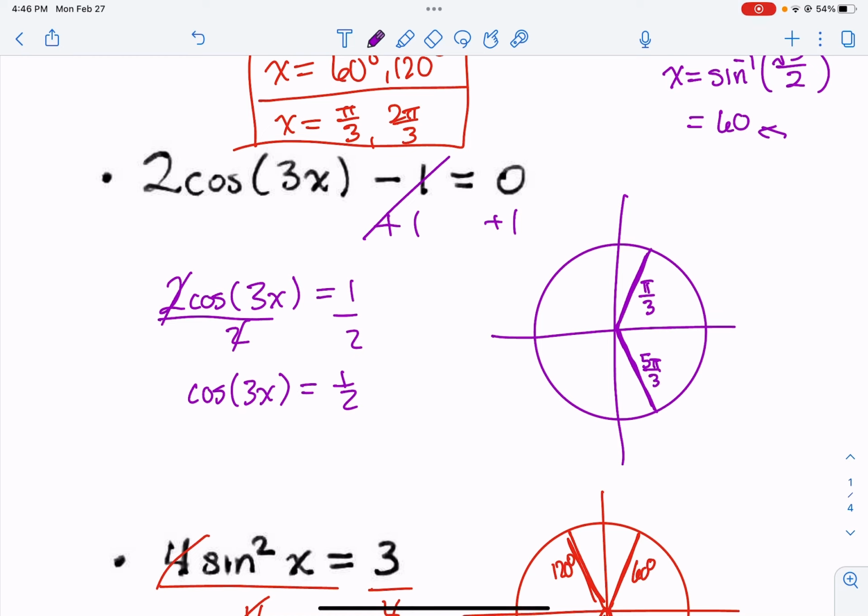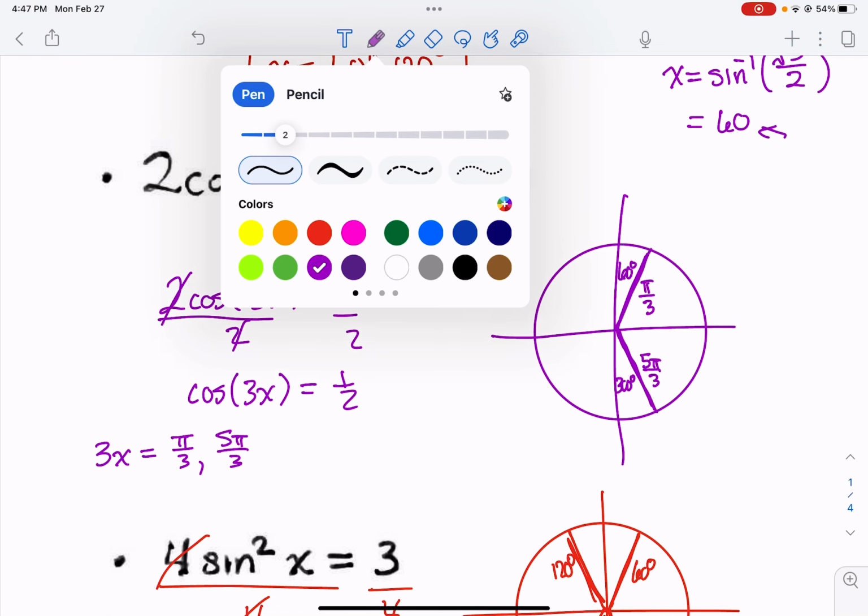Okay, cool. Or if you prefer degrees, right, 60 degrees and 300 degrees. Now, those are not my answers, because we have this 3 here, right? So what this basically means is that the solutions to this equation are when 3x is equal to pi over 3 and 5 pi over 3. And so if you want the final solutions, you have to get rid of that 3.